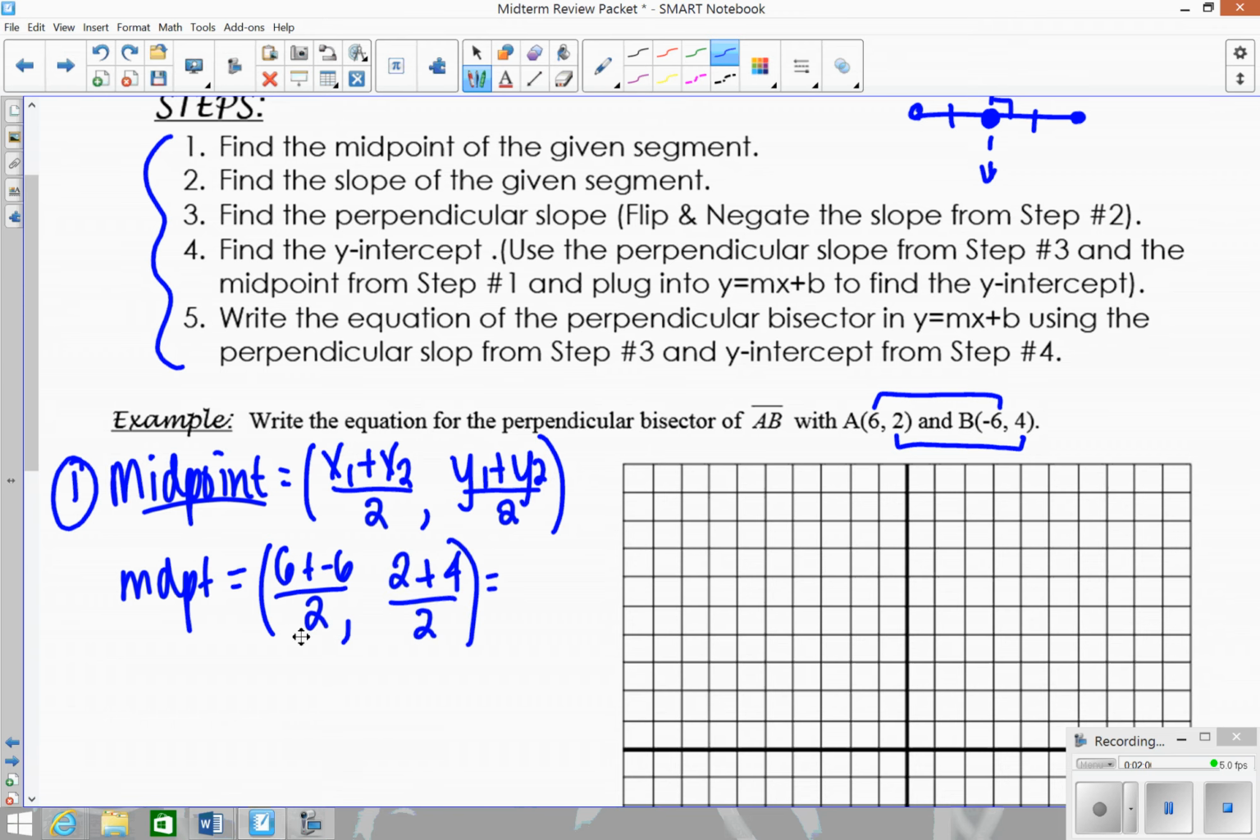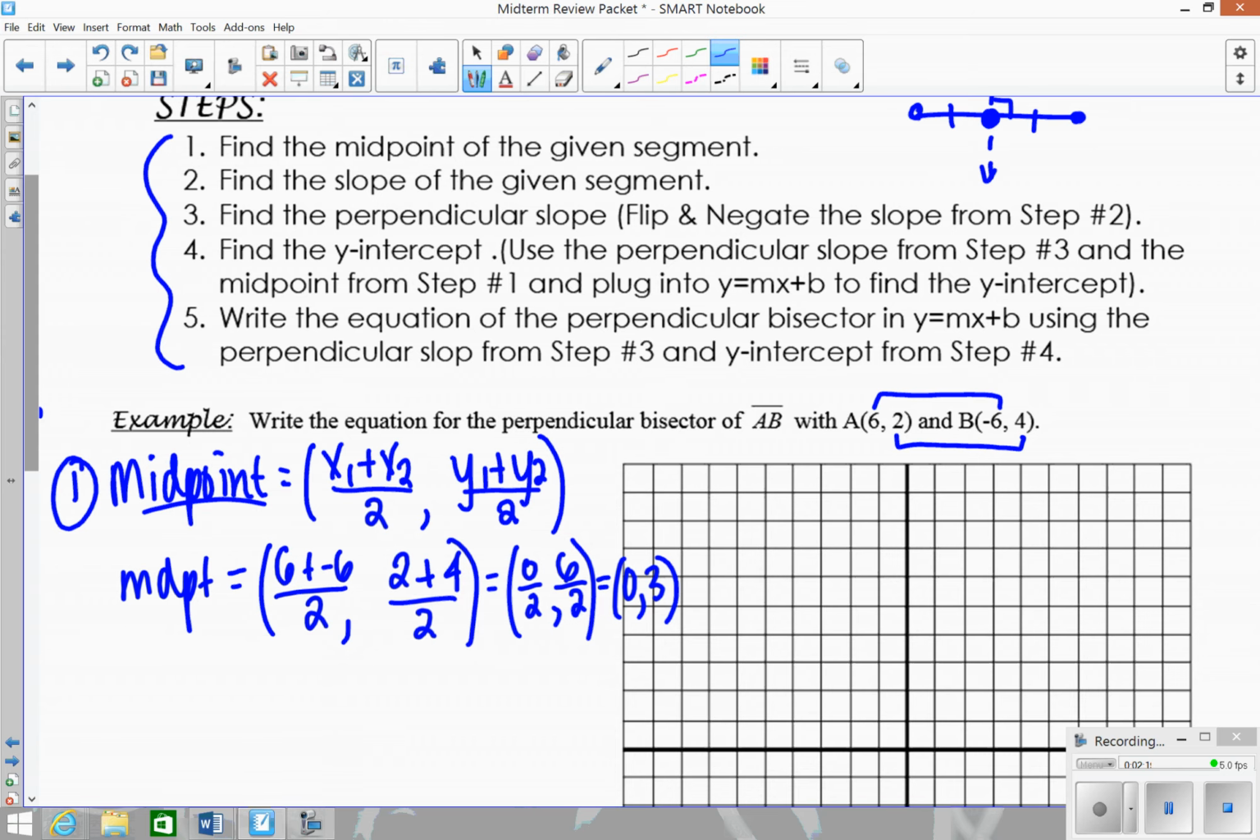Then you simplify each piece. 6 plus negative 6 is 0 over 2, comma, 2 plus 4 is 6 over 2. Then we simplify these: 0 divided by 2 is 0, and 6 divided by 2 is 3. So the midpoint is 0, comma 3.